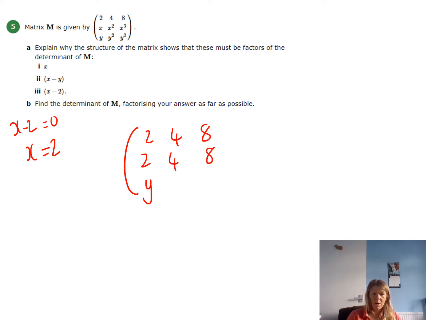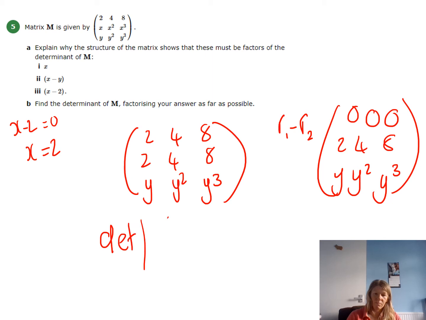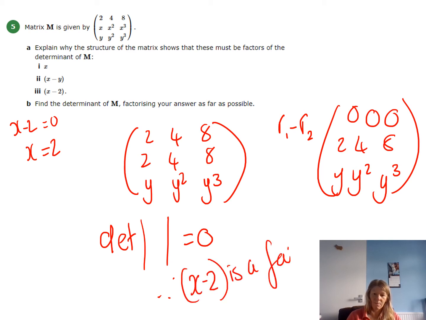And we'd have y squared, y cubed. And we can see row 1 becomes row 1 take row 2. Then we get 0, 0, 0, 2, 4, 8, y squared, y cubed. And the determinant of that thing would equal 0. Therefore, the factor theorem type thing, then we can say that x minus 2 is a factor.